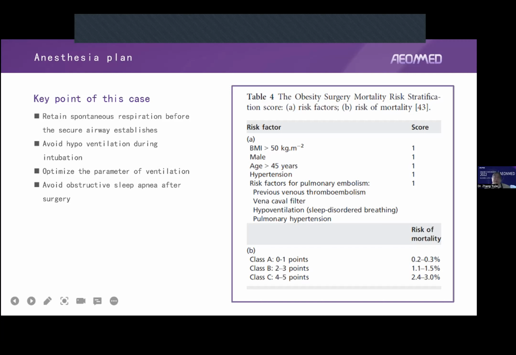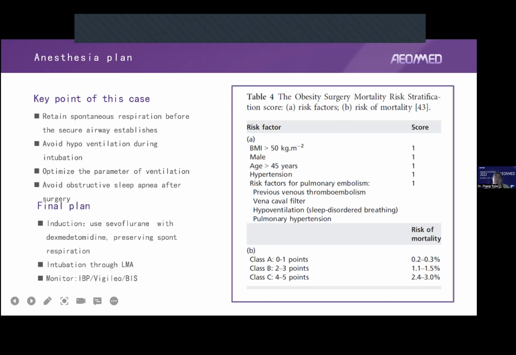So our final plan is, first, for induction, we'll use sevoflurane and dexmedetomidine to sedate the patient, but preserving his spontaneous respiration. And then we should intubate through a laryngeal mask airway, which is easier to place. For extra monitoring, we use IBP, invasive blood pressure, and we monitor the patient's SVV, stroke volume variation, and CI, cardiac index, with Vigileo. And then we'll monitor the patient's anesthesia depth with BIS.